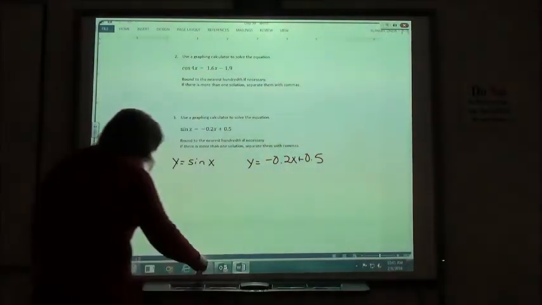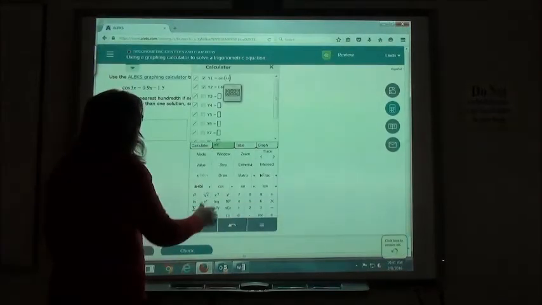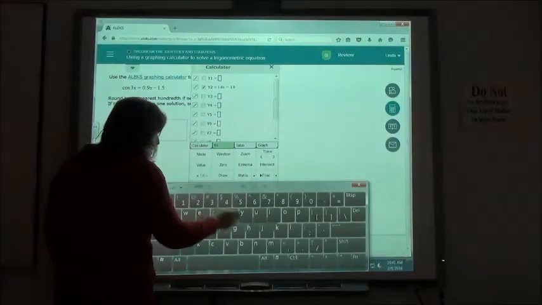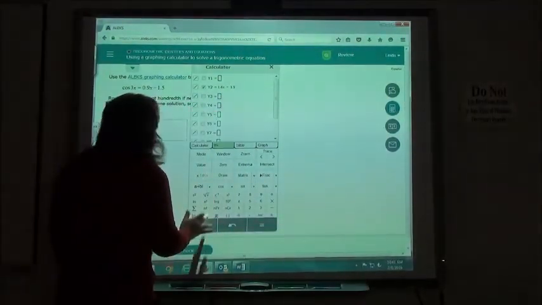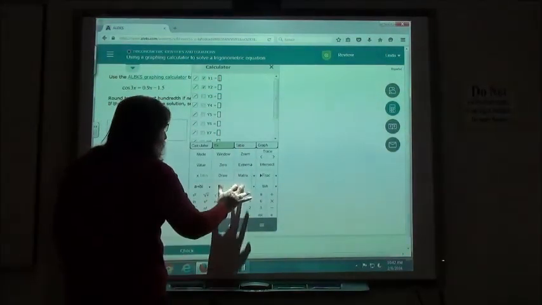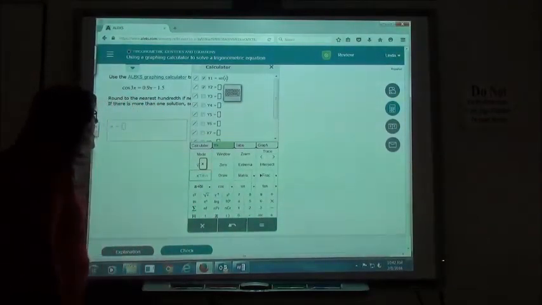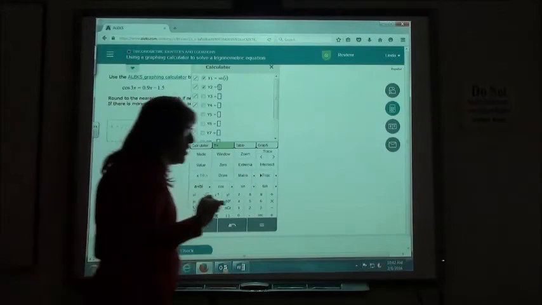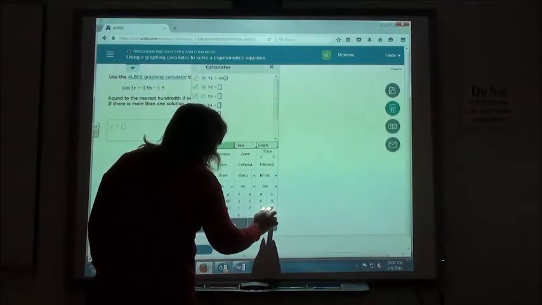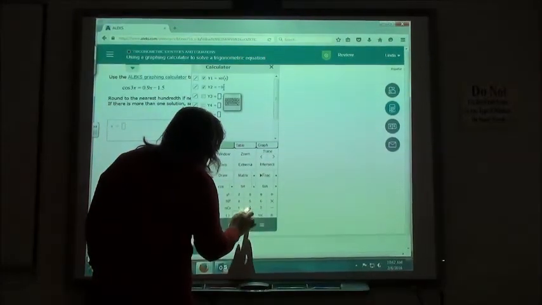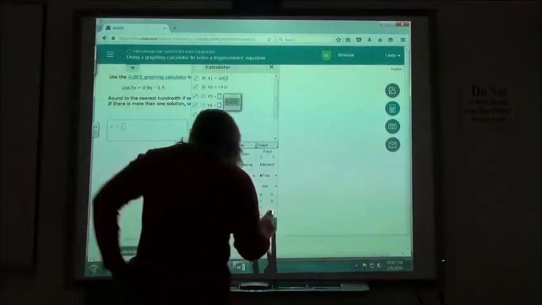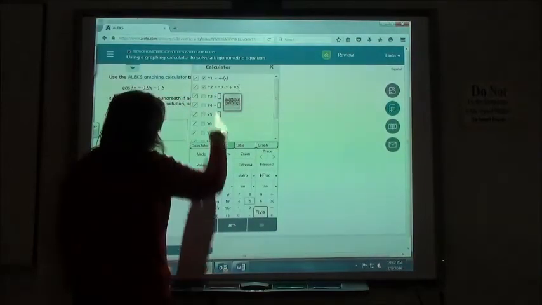So going back over to our graphing calculator, I'm going to hit the y equals. I'm going to clear out the top equation, clear out my second equation, and put my new equations in. So the first one was just the sine of x, so sine, the X,T,theta key. My second equation was negative 0.2x. Here we use the subtraction key for the negative, 0.2 X,T,theta, and then plus 0.5. So we got our two equations in there.